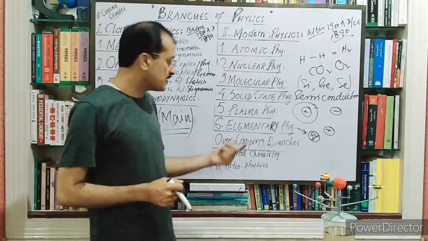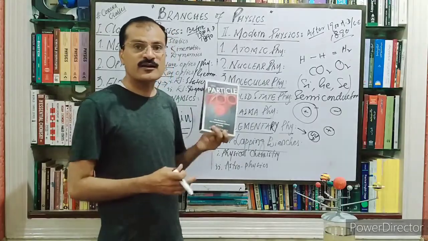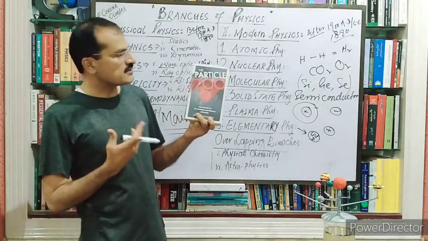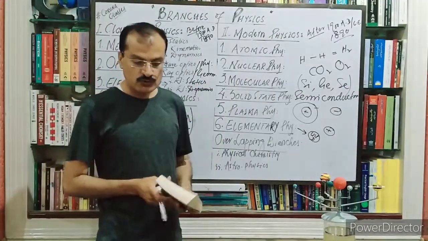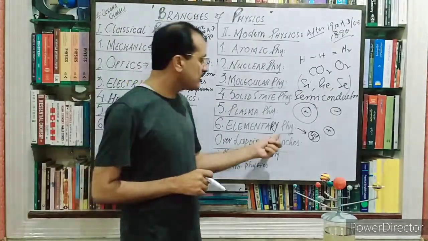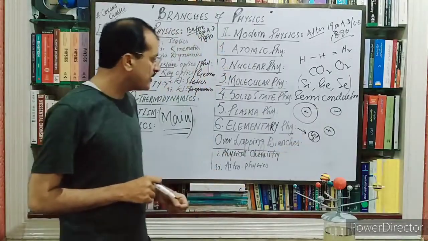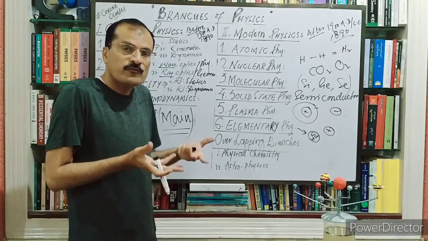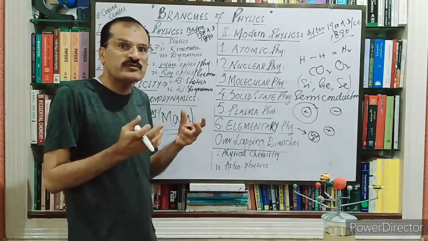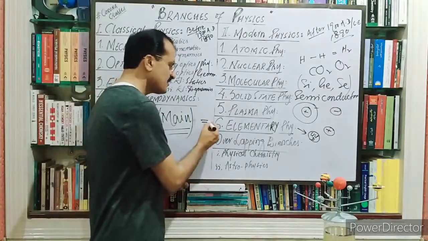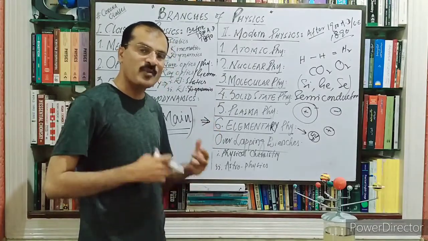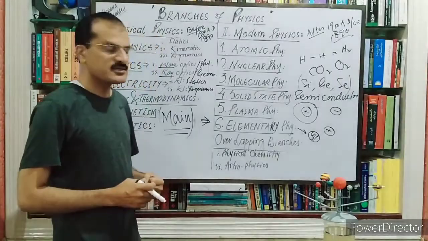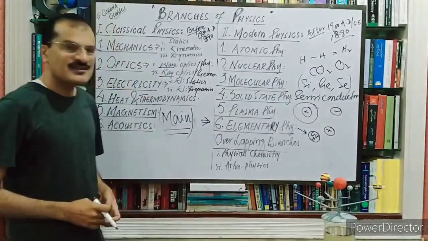A very interesting branch is this one, and this book is related to this branch. Very interesting book is this, The Particle Zoo. Those particles which are included in these are the base of our universe. If you want to understand the whole universe, you have to study this branch. That is known as elementary physics, particle physics, or we can say high energy physics. Very interesting one. Okay, come to the last one.